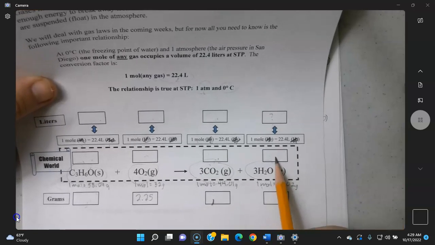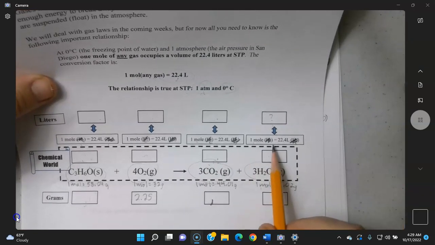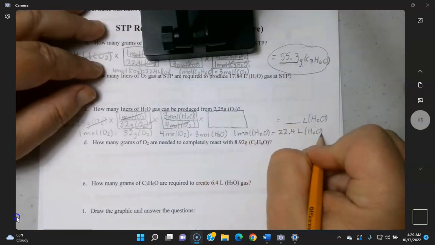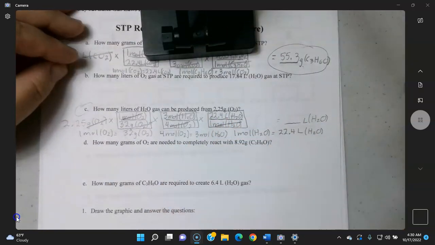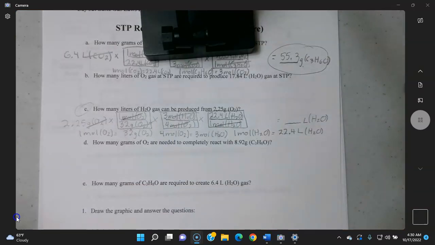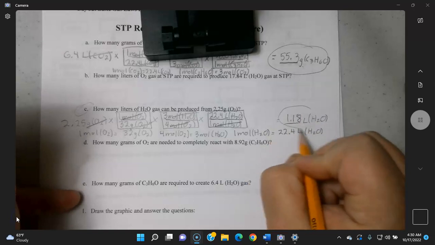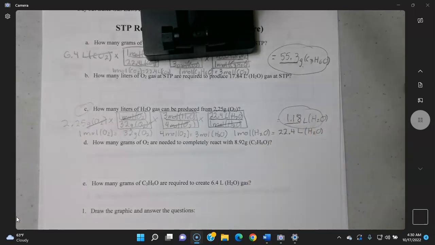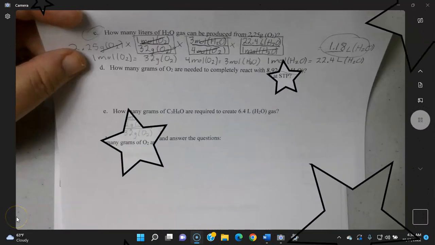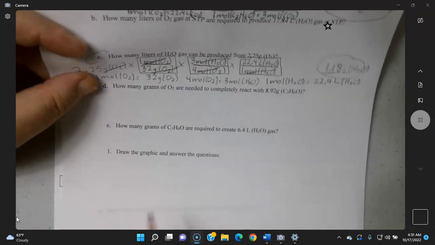And finally, we're sitting in this box, and we have 1 mole of H2O equals 22.4 liters of H2O. Now multiply everything on top, divide by everything on the bottom. And we get 1.18 liters of H2O for our final answer. Okay, so you can pick up from the rest of these.